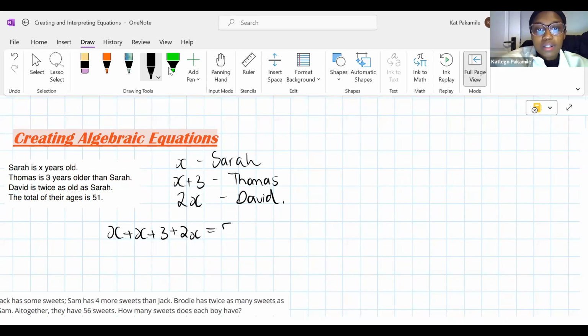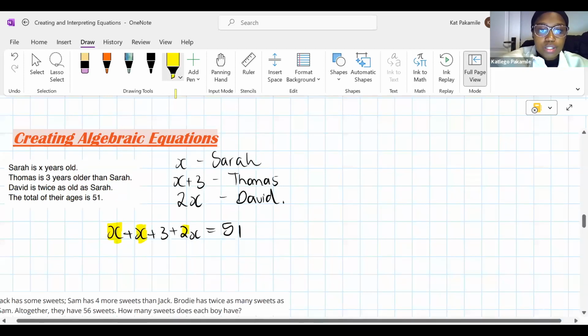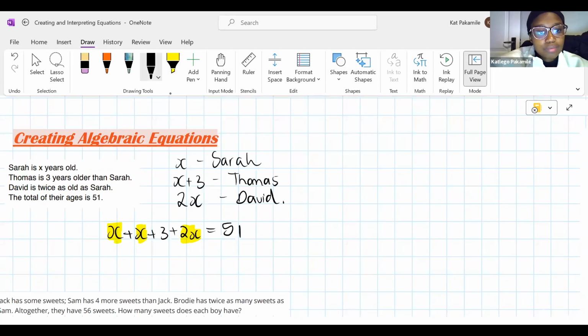Okay, we have like terms on the side. Let's simplify. We're not solving for x, we're just simplifying. We have 1x, 1x, 2 x's. How many x's do we have? We have 4x, ma'am. There we go. So this can be rewritten as 4x plus 3 equals 51. Thank you very much, Caitlin.